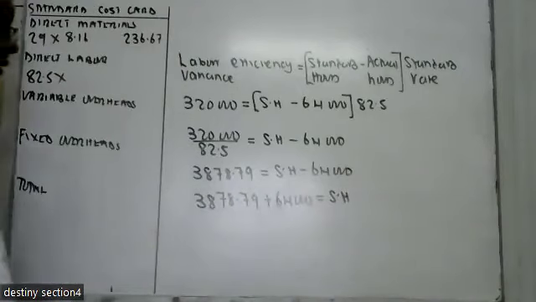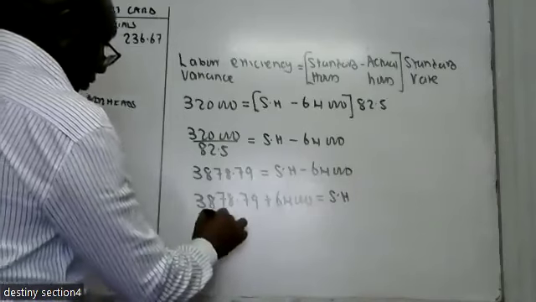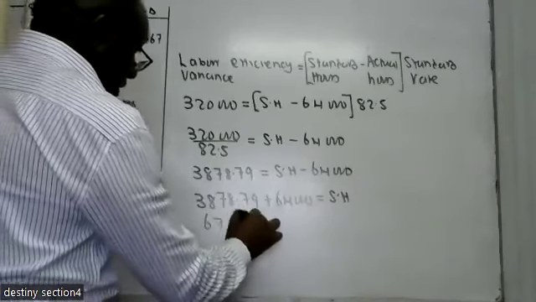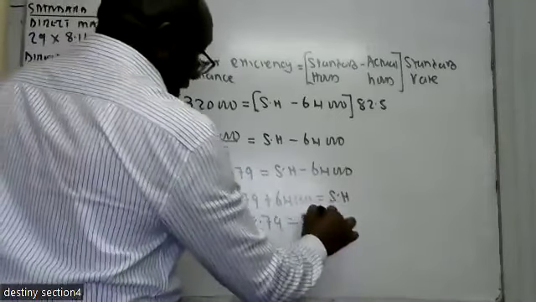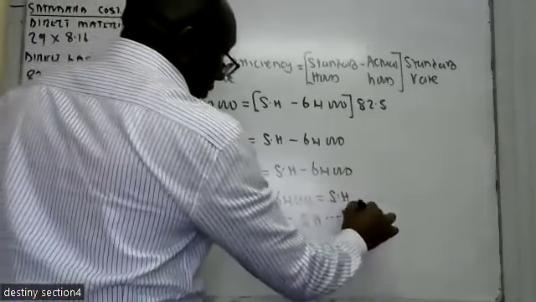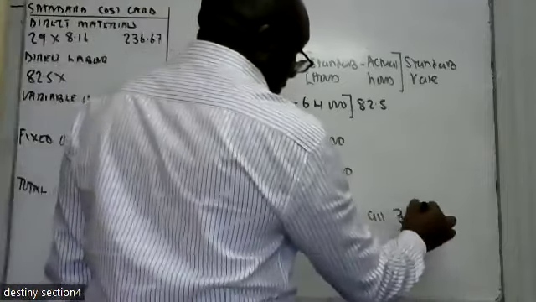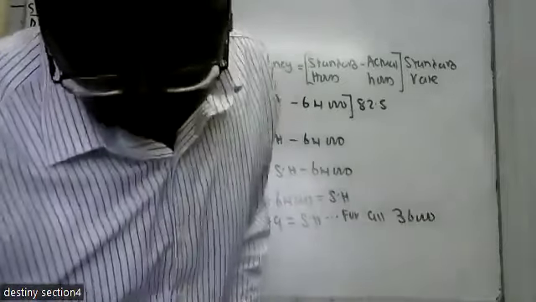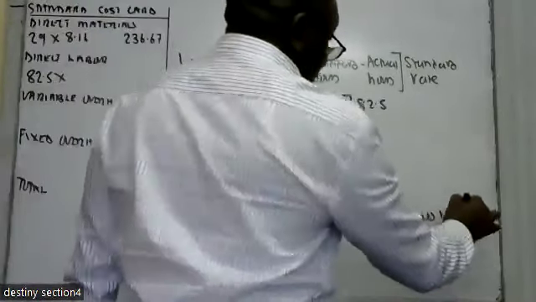So it comes to 67,878.79 standard hours, and this is for all 36,000 units. Yes, that's 36,000 units, the ones that were produced.